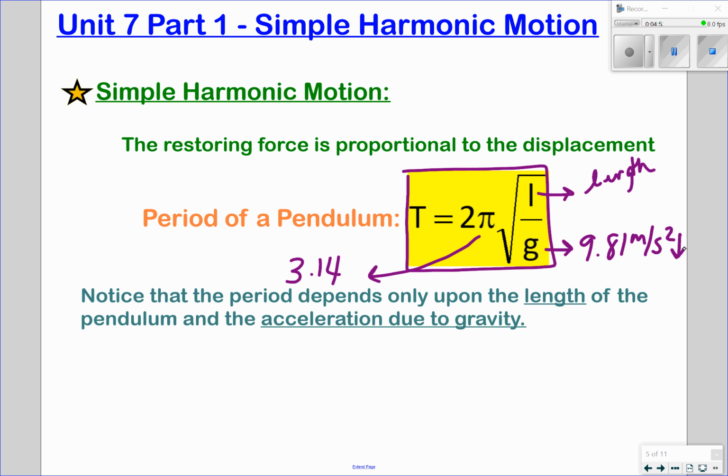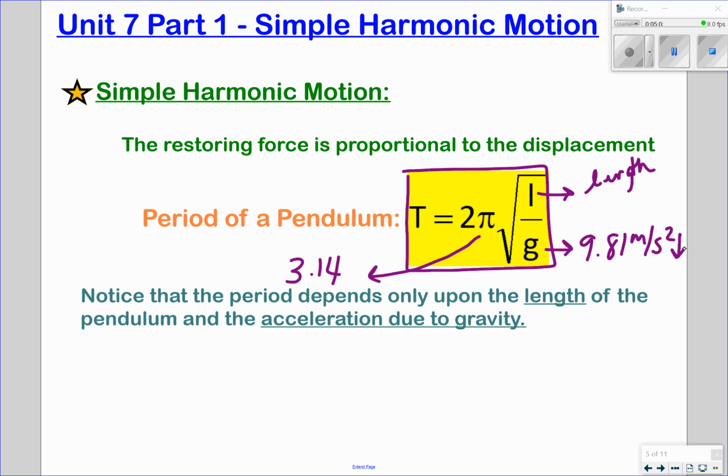Now, we all know that G acts straight down and should be a negative value. For this particular part of this unit, we're going to go ahead and use a constant positive 9.81. Just for the sake of not confusing us with direction and displacement, we're going to just use a constant value of positive 9.81.